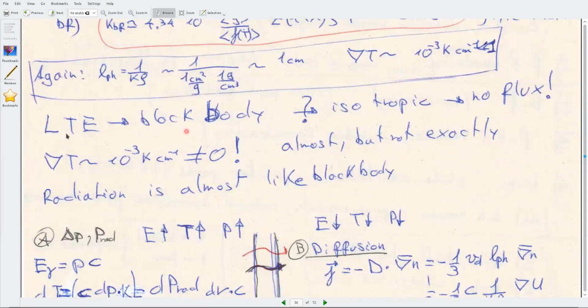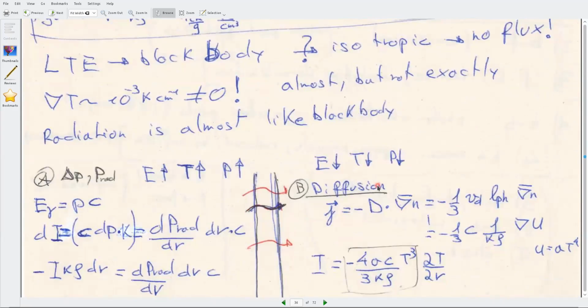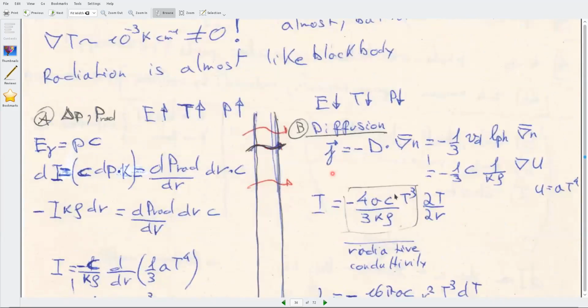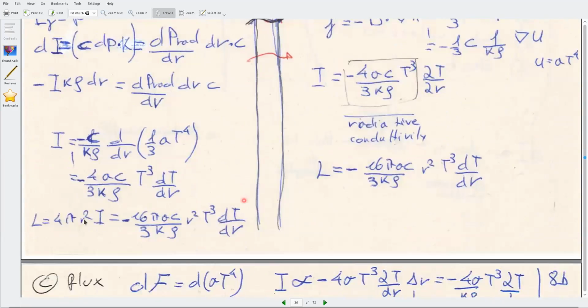The problem would be, if it's a local thermodynamic equilibrium, then we have black body. But if it's isotropic, in no direction will there be a flux, but the gradient is small, but not 0. So it's almost like a small deviation from the black body, but that deviation is enough to create a flux of radiation. This is the way to calculate the relation for the radiative luminosity, that we arrive to this value.